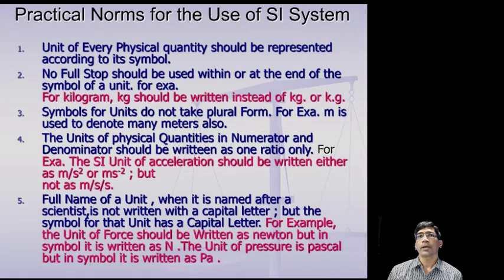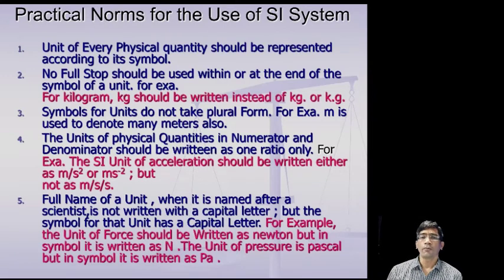Now there are practical norms for the use of the SI system. What are the practical norms for the use of the SI system? It is very important while you are writing the units of physical quantities in physics. First, the unit of every physical quantity should be represented according to its symbol. Suppose you are writing meter, then the symbol of the unit of length is small m, not capital M.